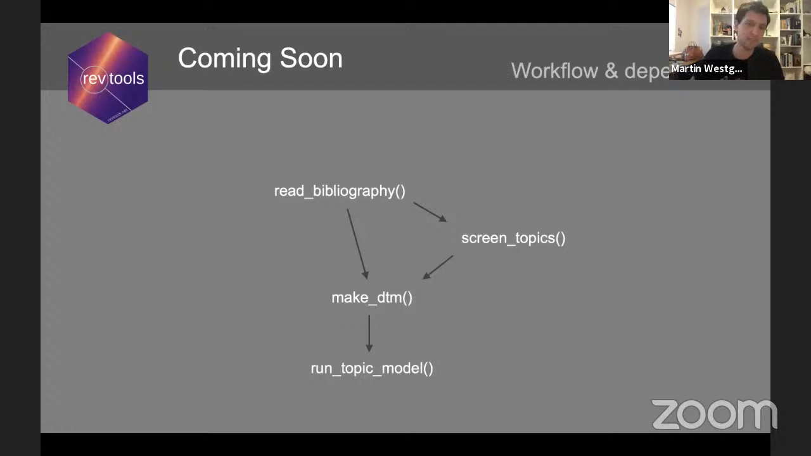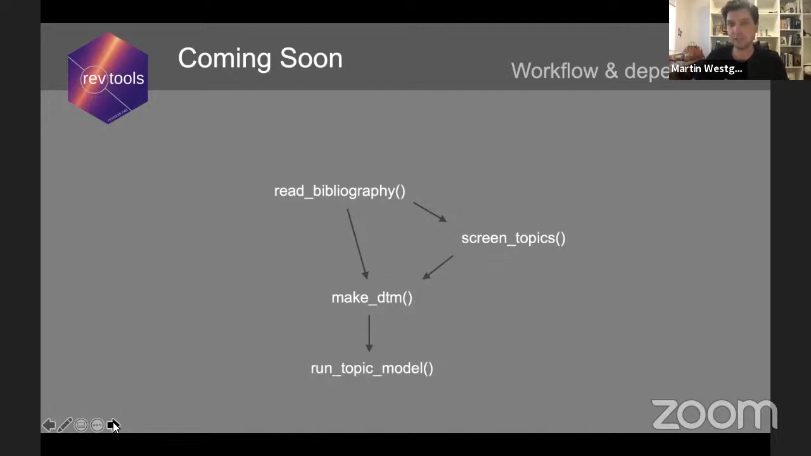One of which is that the workflow at the moment is that you read your data in, you can do some of the processes that you saw in the previous talk about making a document term matrix or a document feature matrix, and you can run a topic model, or you can pass your data to screen topics and it will do these processes for you.